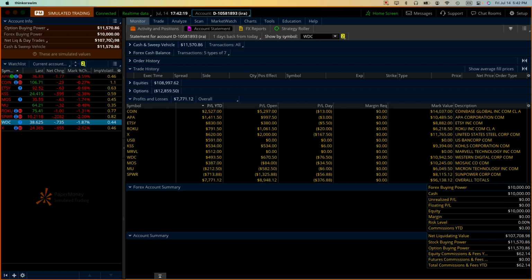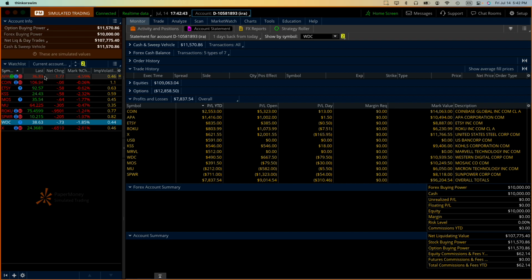All right, so we started with 100,000 and now the net liquid value is $107,738. So we have a nice little profit here, almost 8% in just a couple of weeks. Not a couple, but say a month or two. So let's examine the trades.